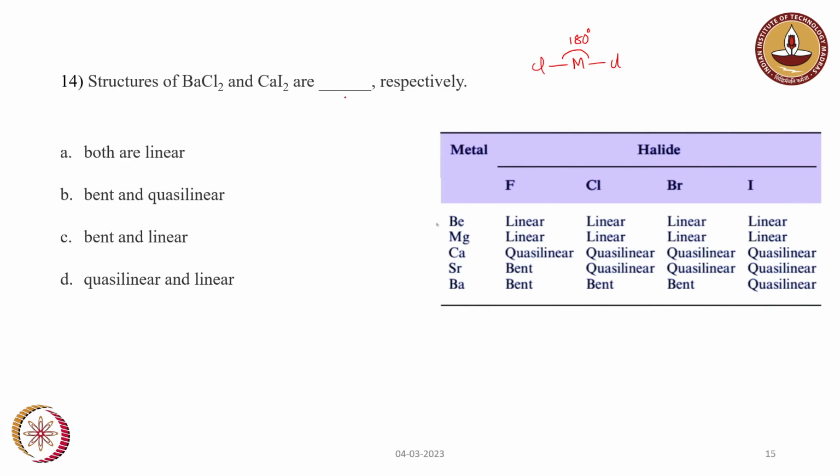So we are asked to find the structure for barium chloride. Here, barium and chloride, so it is a bent structure for barium chloride. And for calcium iodide, calcium and iodine, so it is quasi-linear. So CaI2 is quasi-linear. So option B is the correct answer.